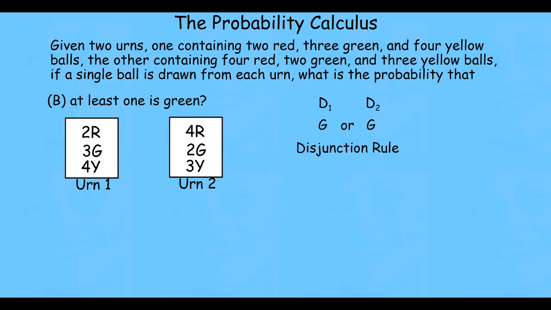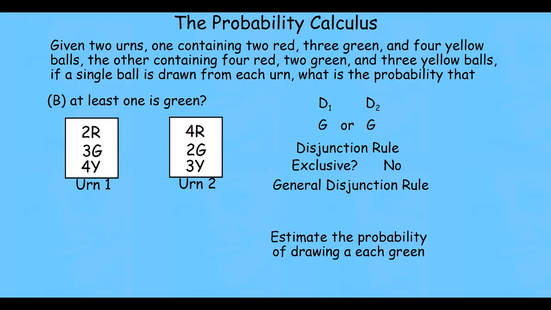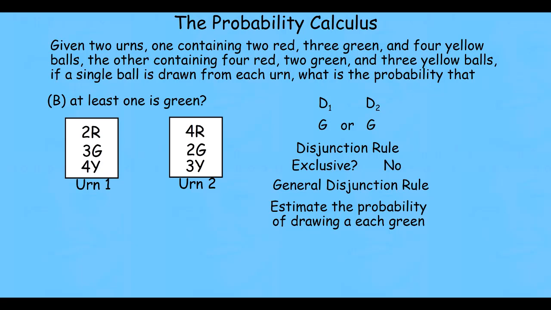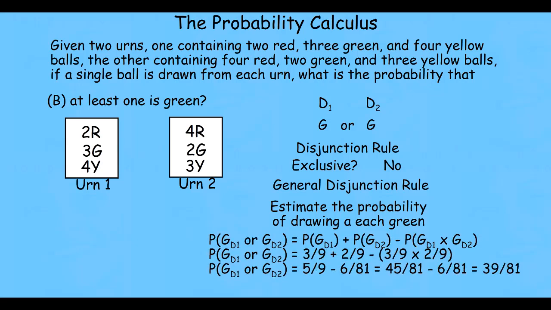So I ask my disjunction question. Are they exclusive? That is, can I draw a green from the first urn, but not from the second, or from the second urn, but not from the first? No, I could draw a green from both. Still works. So they're not exclusive. So I use my general disjunction rule. So now I need to estimate the probability of drawing a green from each urn. Again, I'll use the classical interpretation and plug those numbers into my general disjunction rule.